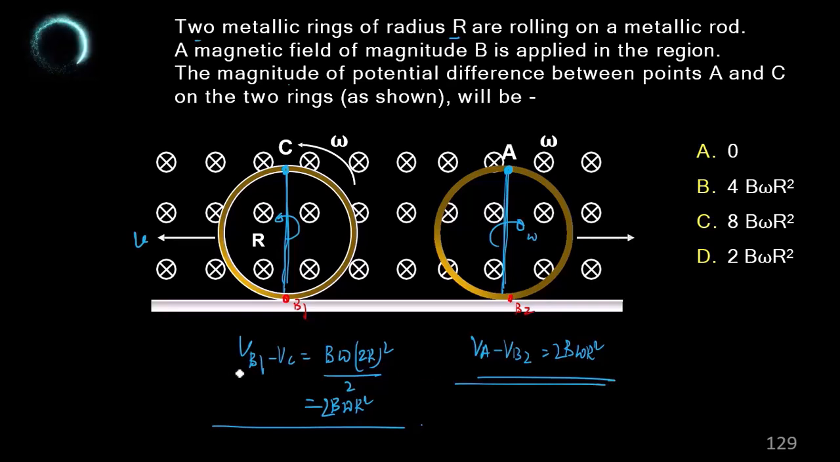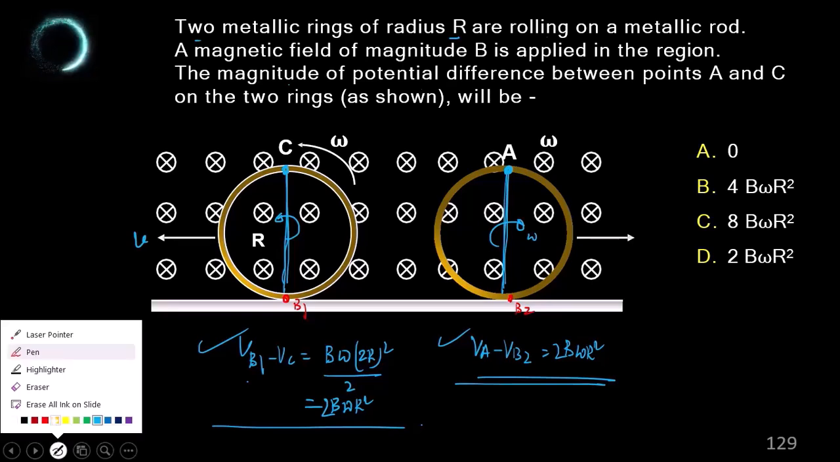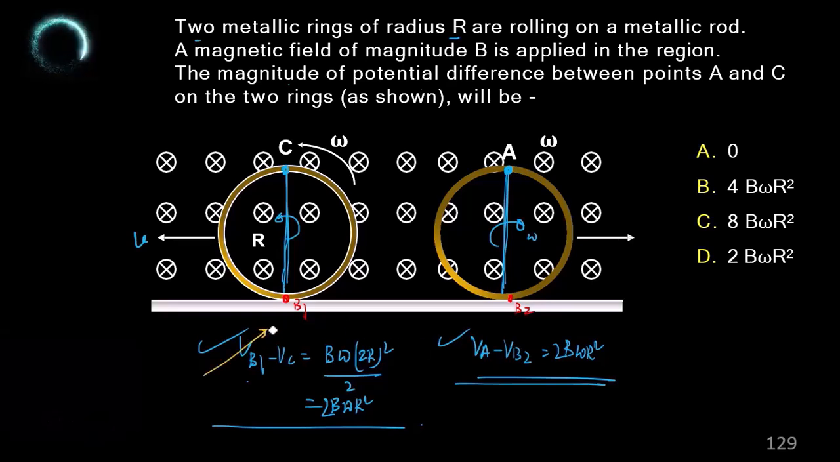You are asked to calculate the potential difference between A and C. So take this minus this. VB1 and VB2 are both at the same potential. So if I say VB1 and VB2 are the zero potential point, then if I take VA minus VC, ultimately if we add these two numbers, VA minus VC should be equal to 4B omega r square. That will be your answer.